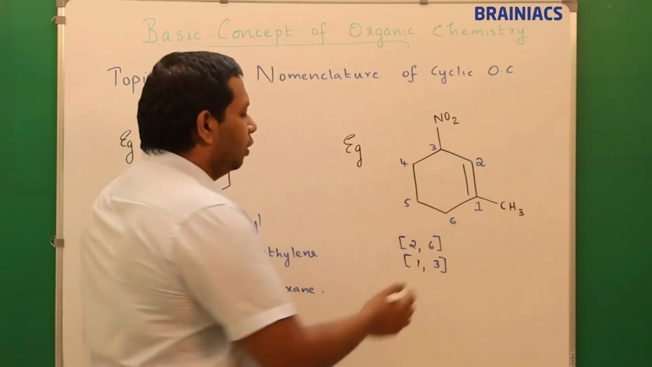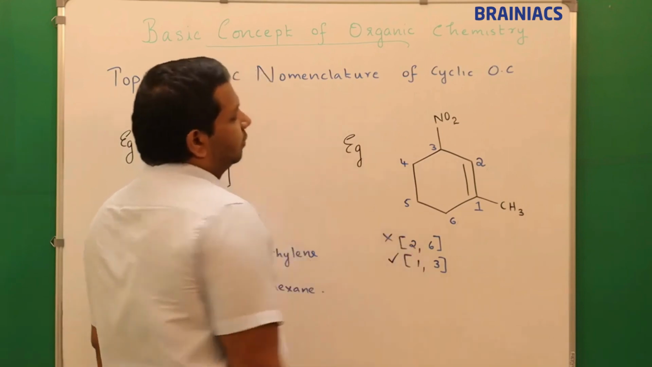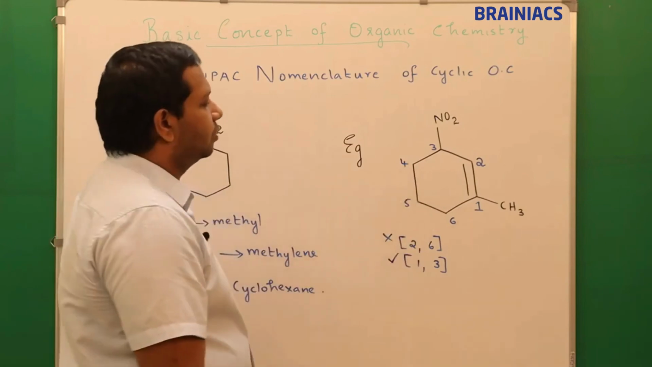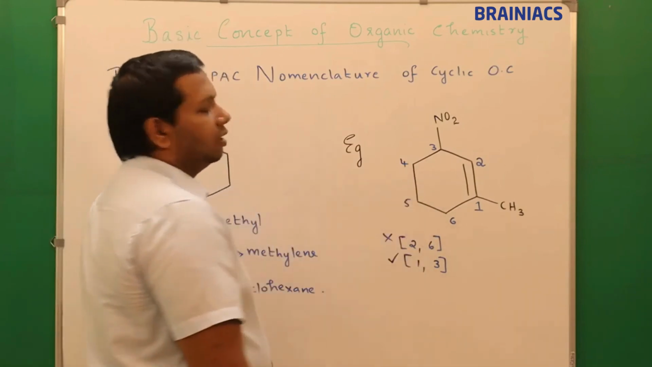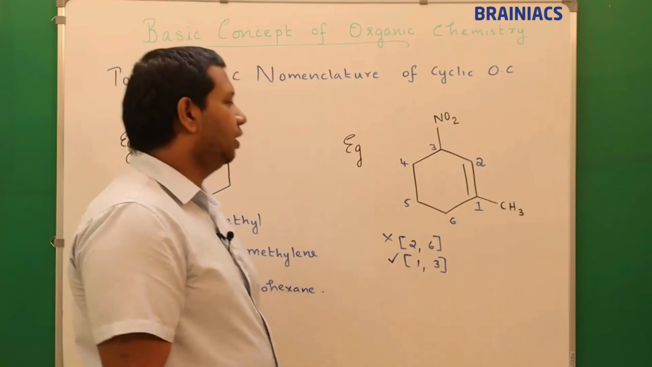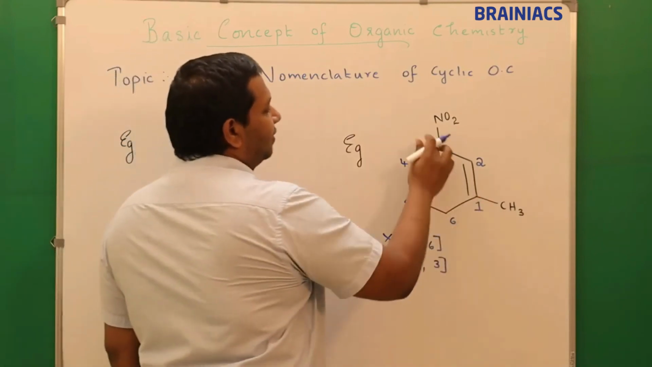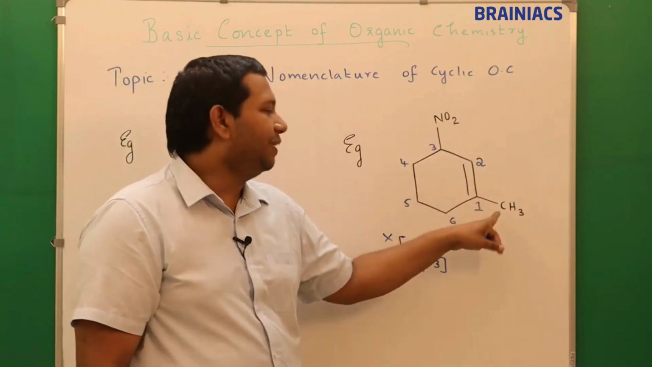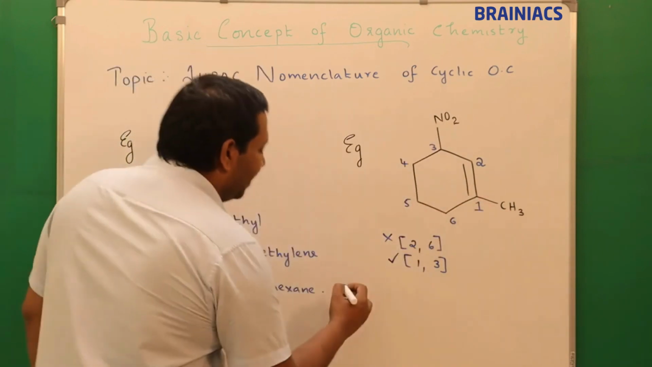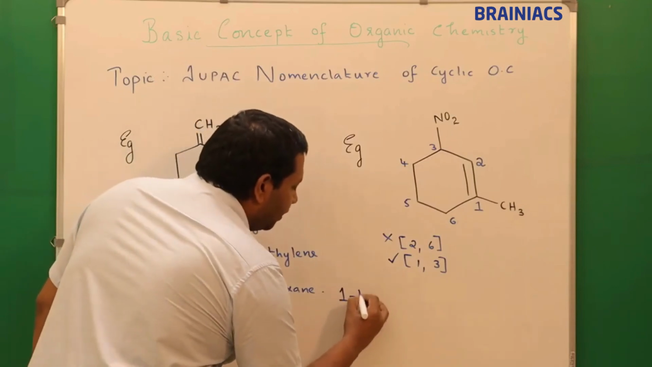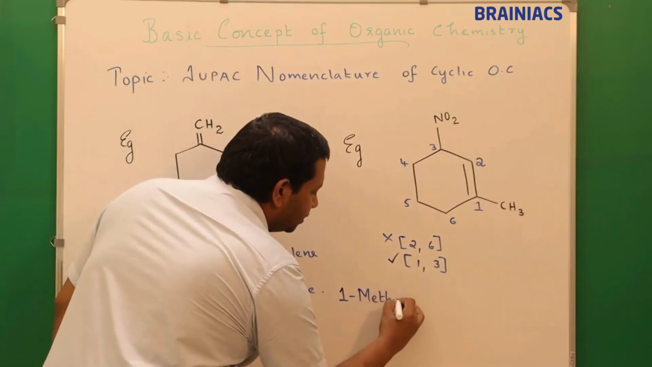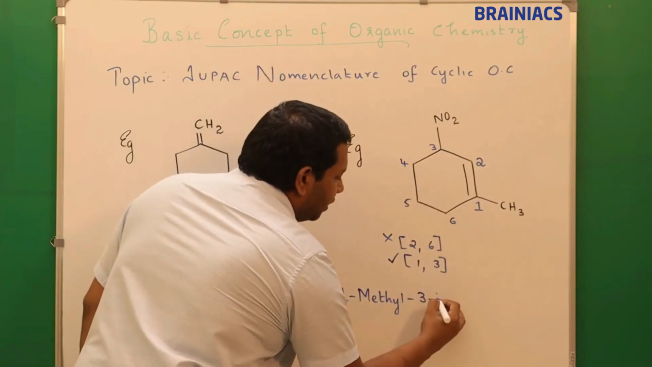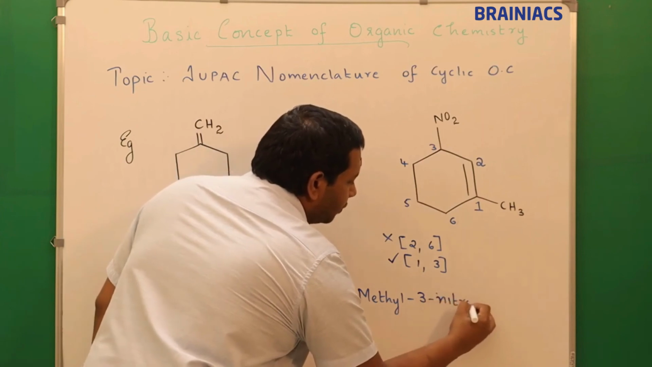Which is the correct one? The lowest number is this one. So this should be wrong. So this looks the correct numbering. Now tell me the way we can name this compound. So first we will write what? Secondary prefix. There is 1 methyl and 3 nitro. Who comes first alphabetically? LMN. So methyl should come first. So I can write 1 hyphen methyl, correct? Then hyphen 3 hyphen nitro, correct?